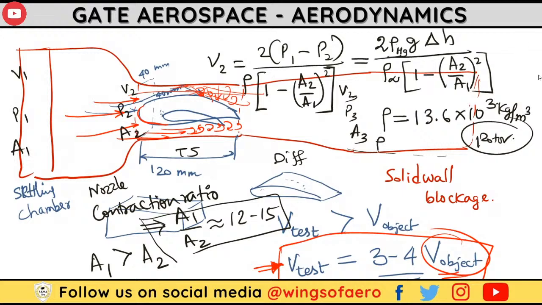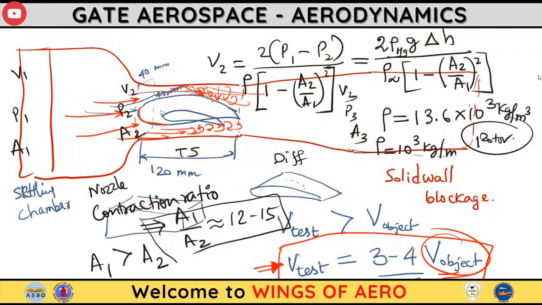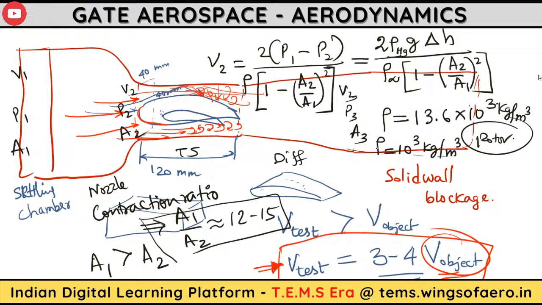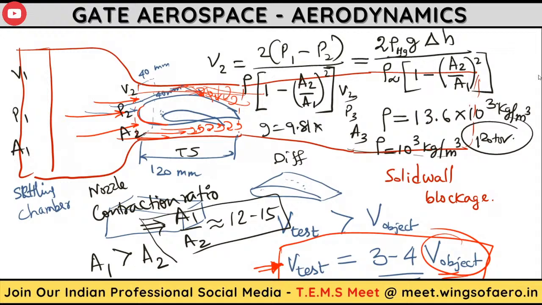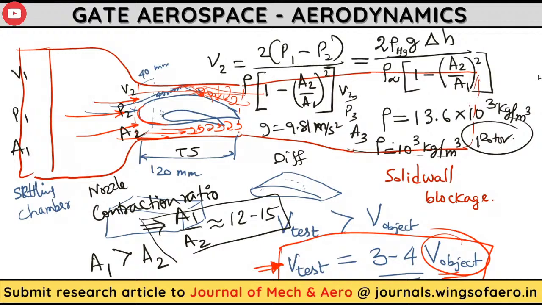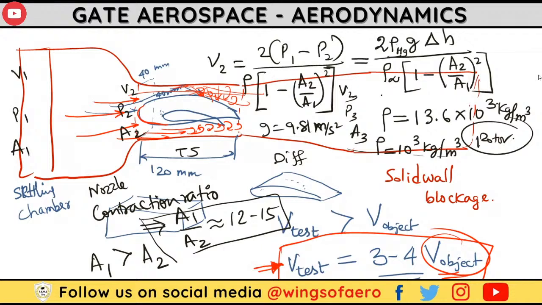Now the density of water is 10 power 3 kg per meter cube. So these are the few values you have to remember. Now G, the value of G is 9.81. All right, so based on the given data, you have to find out. We will do the problems in the next class.